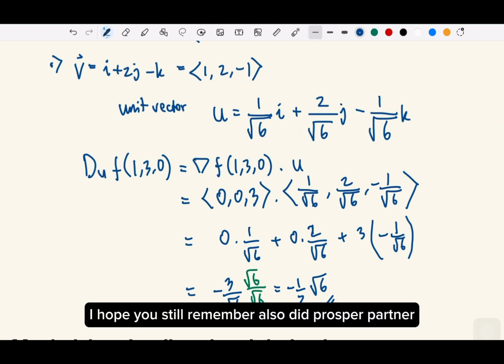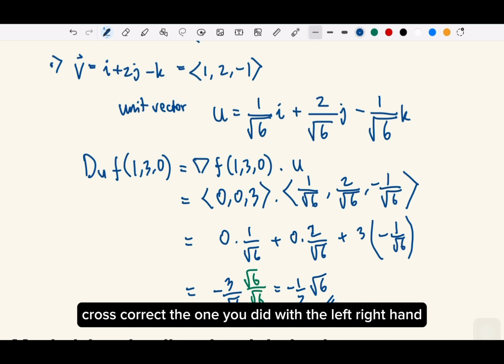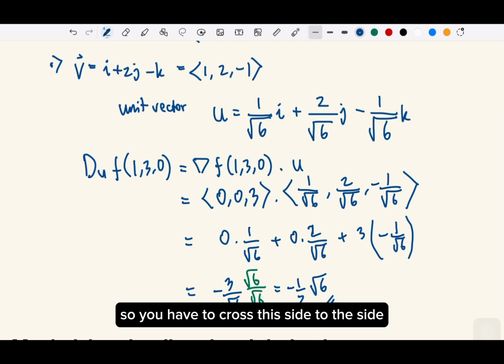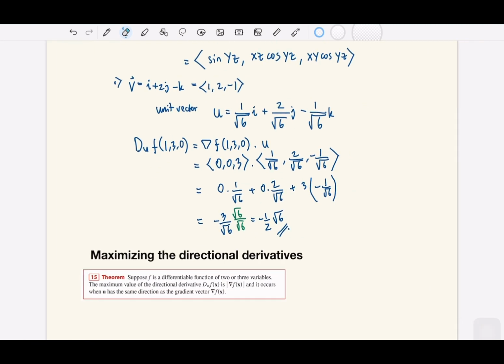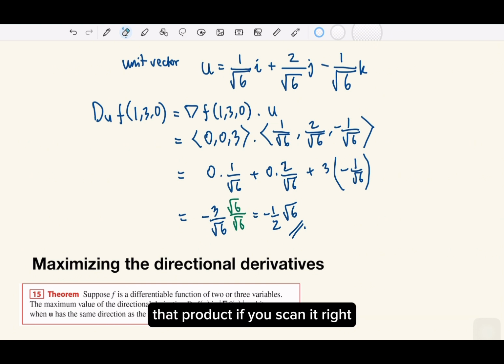I hope you still remember the cross product also, or not? The one you did with the left and right hand, like that. That's a cross product. So you have to cross this side to this side, and it results from there. So the cross product gives you vectors, but the dot product gives you a scalar, right?